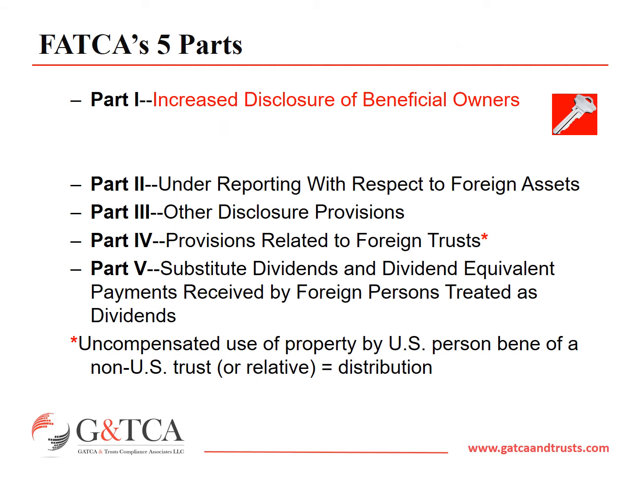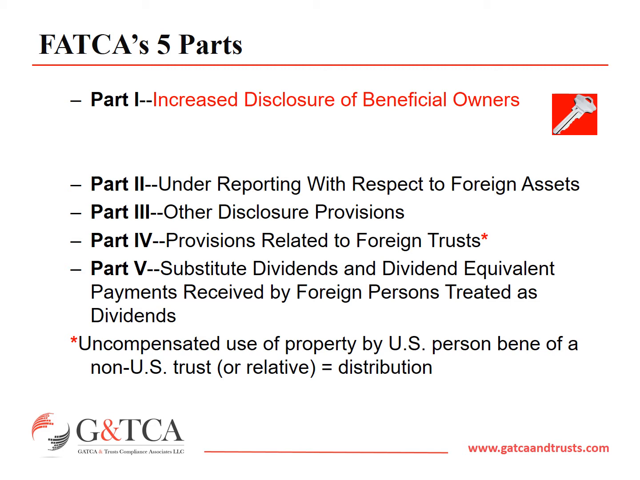FATCA actually consists of 5 different parts. However, it is only Part 1, Increased Disclosure of Beneficial Owners, that most people think of when they think of FATCA. That's because Part 1 is the key part when it comes to automatic disclosure of information. Part 4 also impacts the offshore trust industry, but not in the sense of automatic disclosure of information.